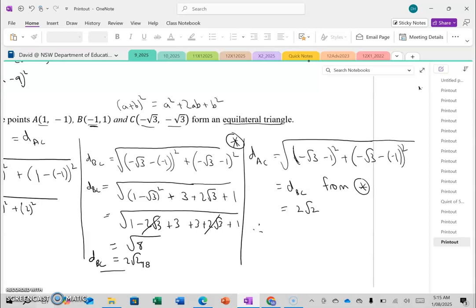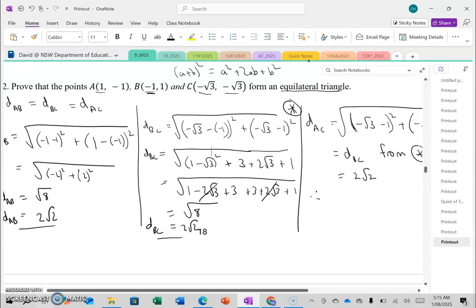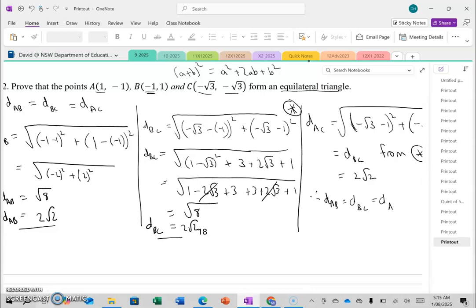So therefore, noticing that it was in the exact same form, just these two terms switched, that's the only thing that's different, but that's not going to make a difference to the answer. So noticing that they're equal, as long as I acknowledge that they're both in the same form, therefore they're going to be equal. Okay, just save a bit of time. So therefore, distance of AB equals distance of BC equals distance of AC. Therefore, ABC form an equilateral triangle.